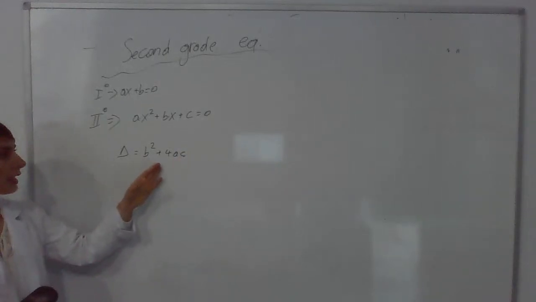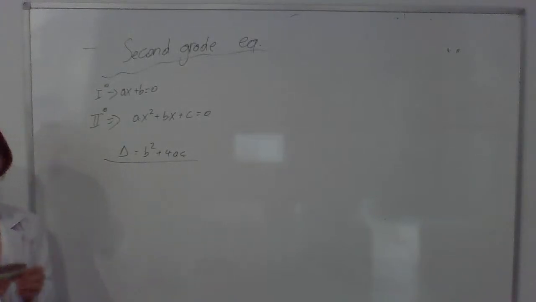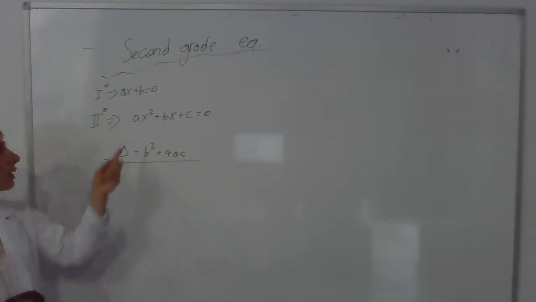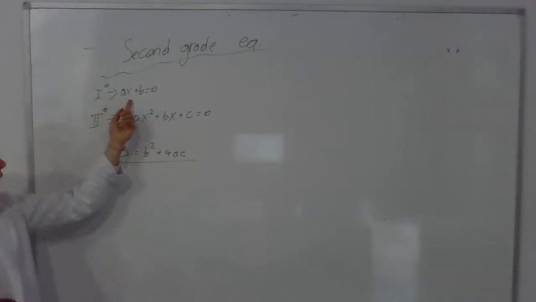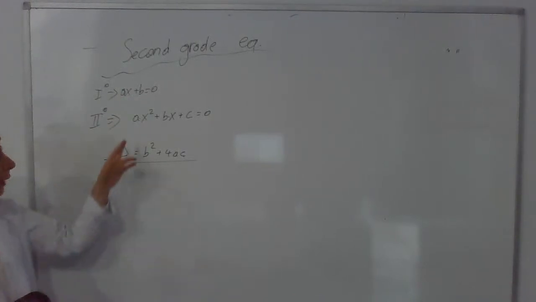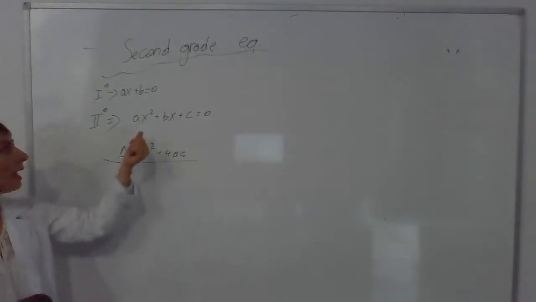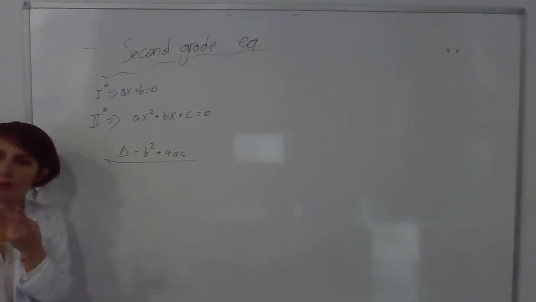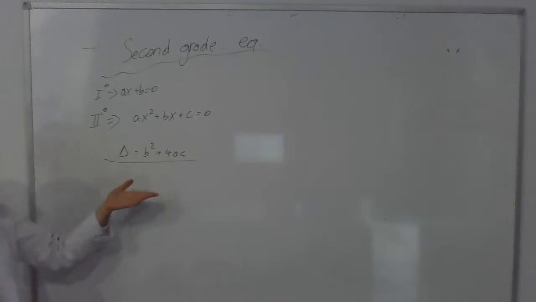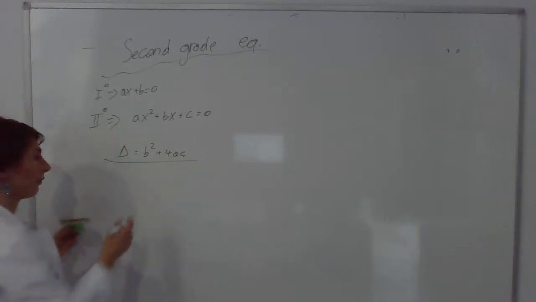Delta equals b to the power 2 minus 4ac. This delta is going to help us to find the x, because this is a second grade equation, so I have to find two x's, because x is to the power 2. In the first grade equation, x is to the power 1, so I usually find 1x. But in the second grade equations, we have to find two x's, because x is to the power 2. It means that I have two different numbers, two solutions, better saying. So at the moment that I find the delta, I can continue and find x1 and x2.